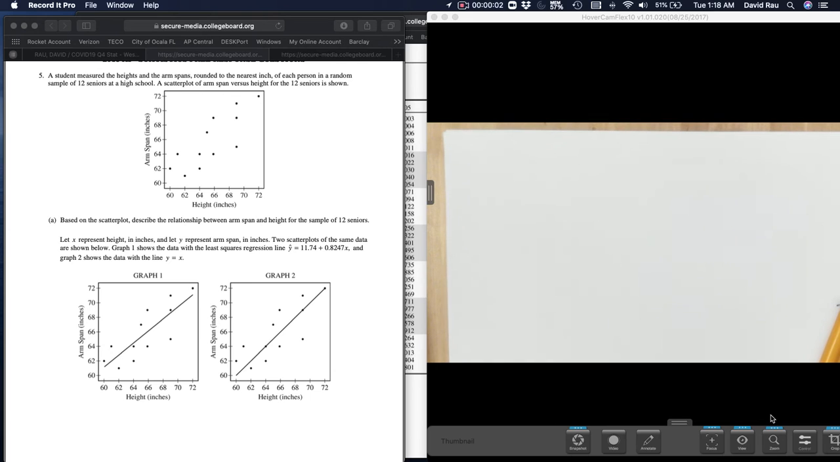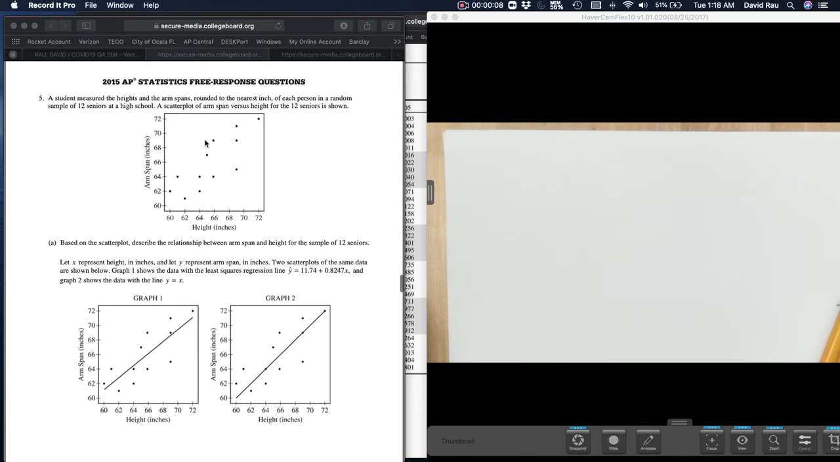And question 5 is definitely a different looking question, but here we go. A student measured the heights and arm spans, rounded to the nearest inch, of each person in a random sample of 12 seniors at a high school, and we have a scatter plot. Based on the scatter plot, describe the relationship between arm span and height for the 12 seniors.